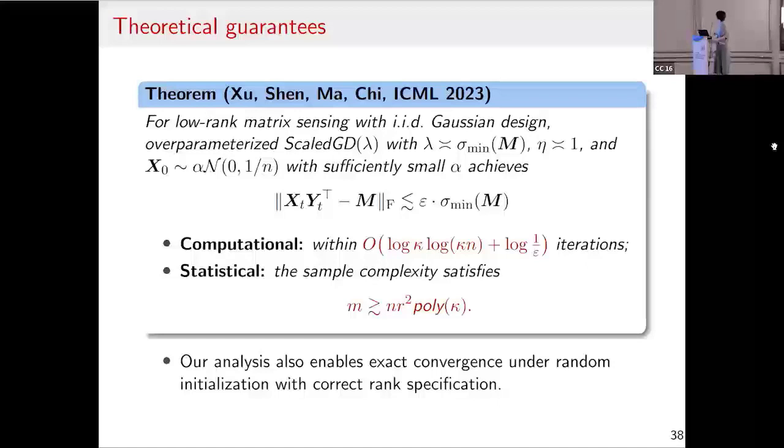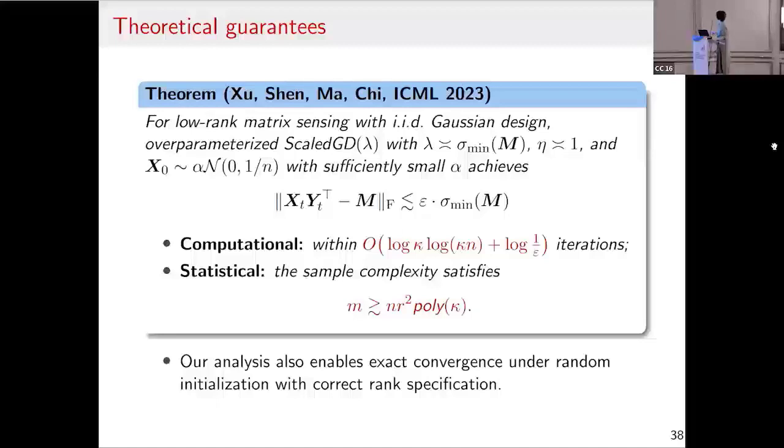And indeed, we show that for the sensing problem, if you pick your regularization, your lambda, on the same order as the minimum non-zero singular value of your low-rank matrix, and then use a very small random initialization, then you can actually guarantee that you also get epsilon accuracy within this number of iterations at a comparable sample complexity as before. If you have exact parameterization, this analysis actually also gives you perfect recovery when you are just using random initialization.